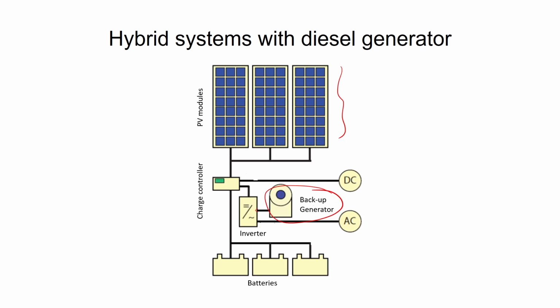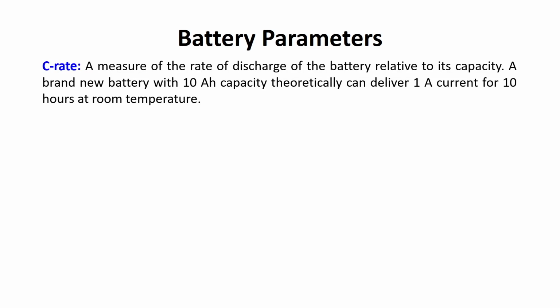system. So, let us first discuss some of the battery parameters, because the battery plays a vital role in determining the performance of an off-grid PV system. One of the parameters is the C rate. How is it defined and what does it measure?